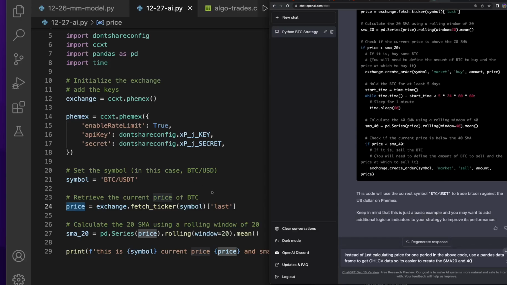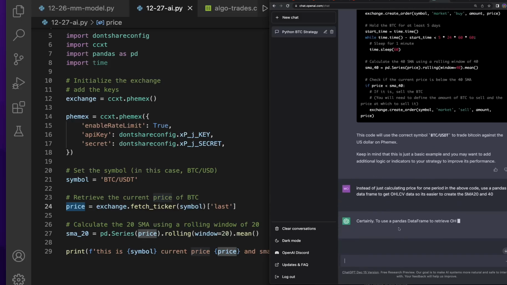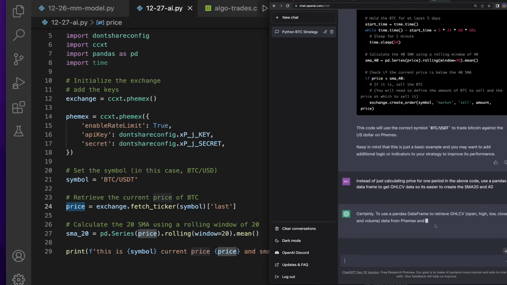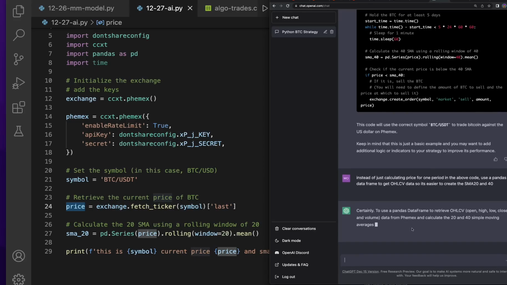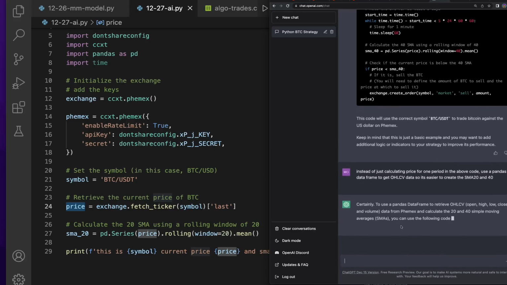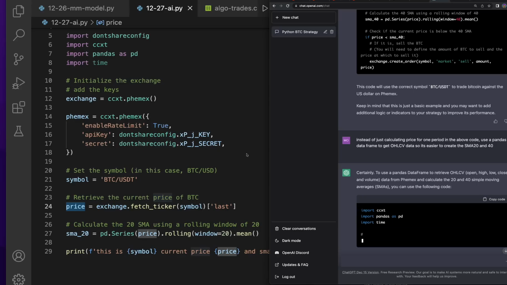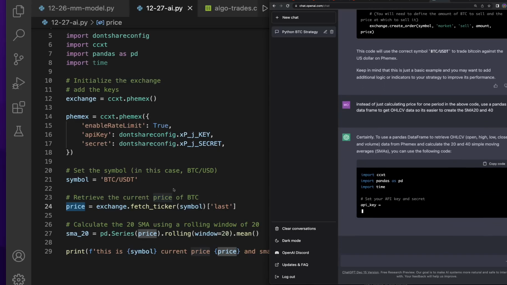I don't know. Thus far, I've had to tell it a couple things. That being said, it does give me some good ideas at least. So certainly, to use a pandas data frame to retrieve open, high, low, close volume data from Phoenix and calculate the 20 and 40 simple moving averages, you can use the following code. So let's go ahead and see if they use the code the way I would do it.